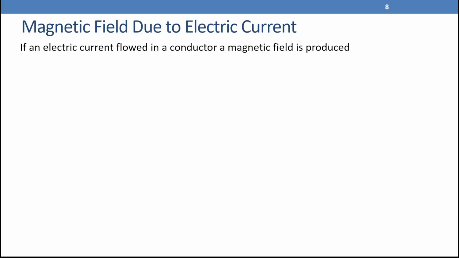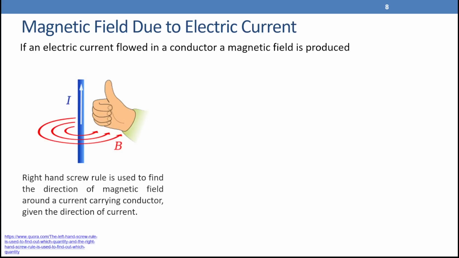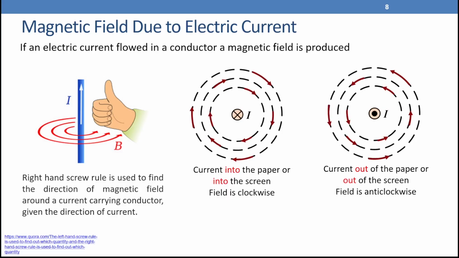As we know, if an electric current flows in a conductor, a magnetic field is produced. So we are going to use the right-hand screw rule to determine the direction of the magnetic field around a current-carrying conductor, as shown in the figure. For example, if we have current into the paper or into the screen, the field will be clockwise as we can see here. So these are the field lines. But if the current is out of the paper or out of the screen, the field will be anti-clockwise.